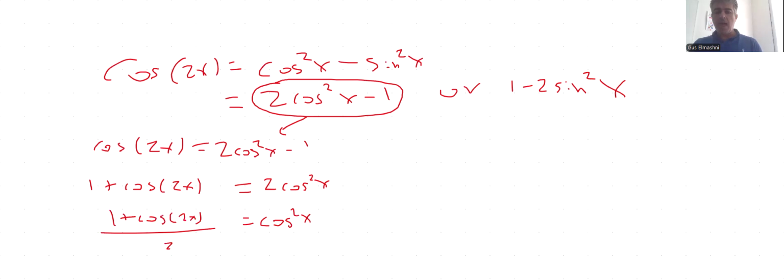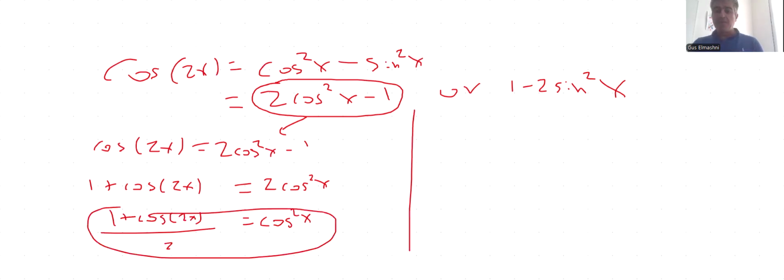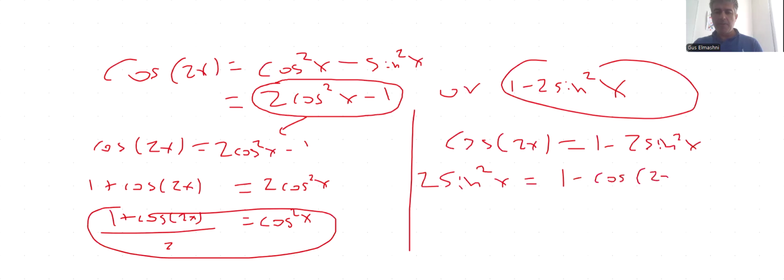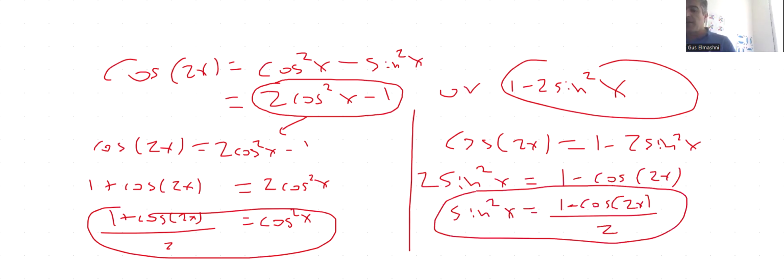Okay, that's power reducing. How do I get the other power reducing? I use this one, right? So cos 2x equals 1 minus 2 sine squared x. So if I move the sine squared x to the left side and do this over here, divide by 2, and then square root. No, leave it like that for now. That's the other power reducing. Sine squared x equals that.